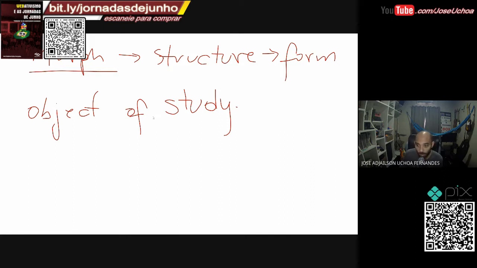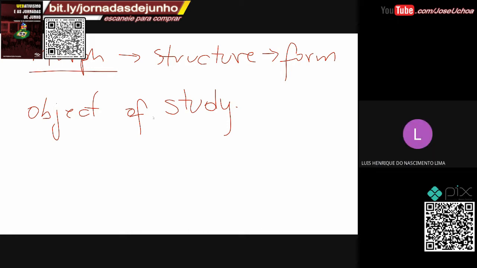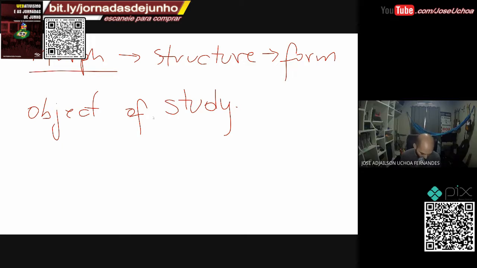Physics is a science, but with sub-areas. In mechanics, we study movement. The object of study of phonetics. What's the object of study of phonetics? The sounds of a language. The sounds that we call, so we have phonetics. They study the sound, also called phoneme.